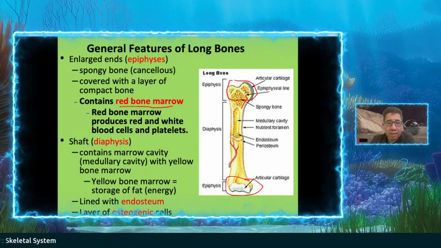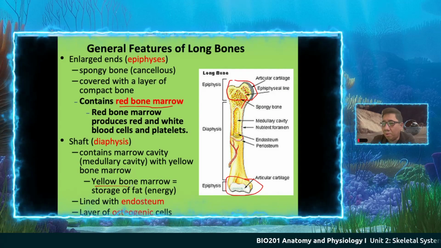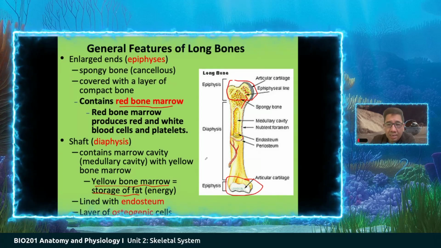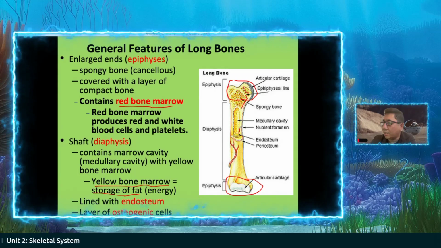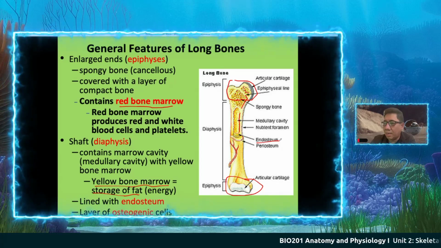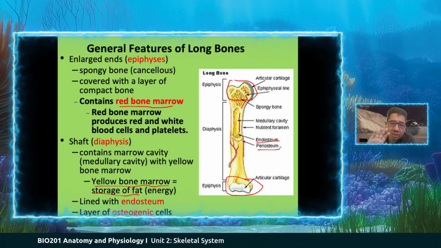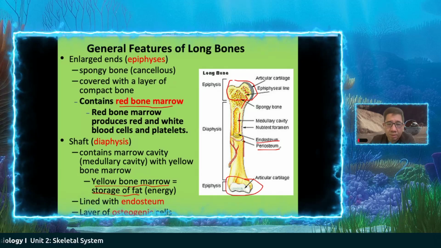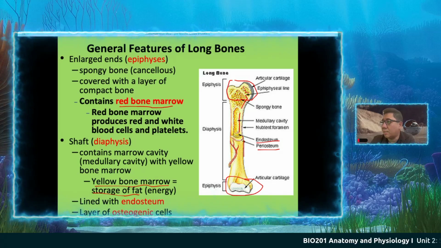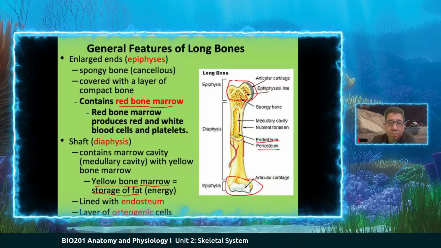The diaphysis is the shaft. It also has a yellow bone marrow, and mainly the yellow bone marrow is fat storage. This is where we store fat. The inner lining, which is along here, we call the endosteum. The outside lining we call periosteum. Periosteum is the layer covering the outside of all of the bone. In the endosteum, you actually have what we call the osteogenic cell. Osteogenic cell is the cell that produces more bone cells.